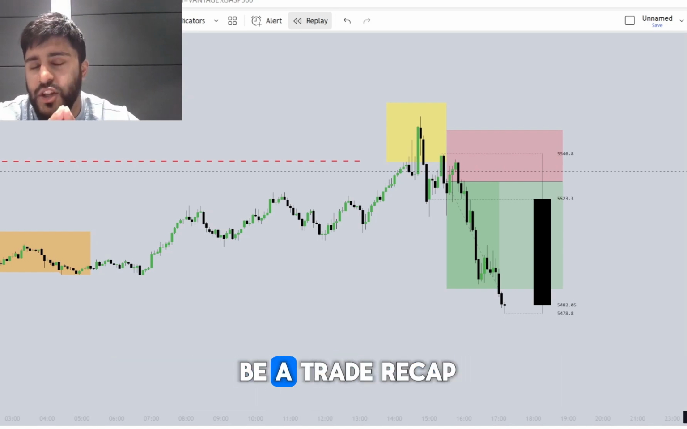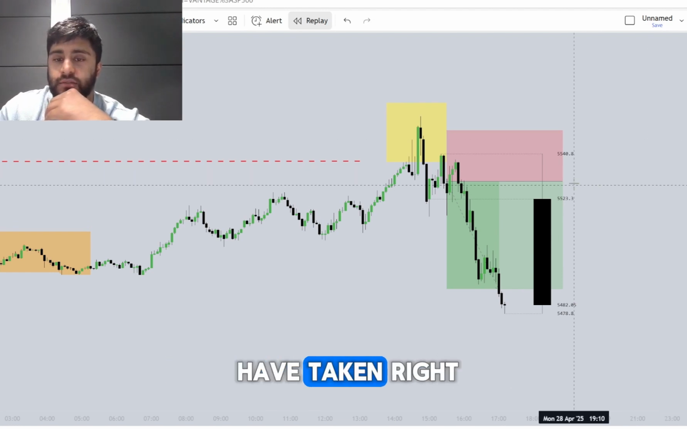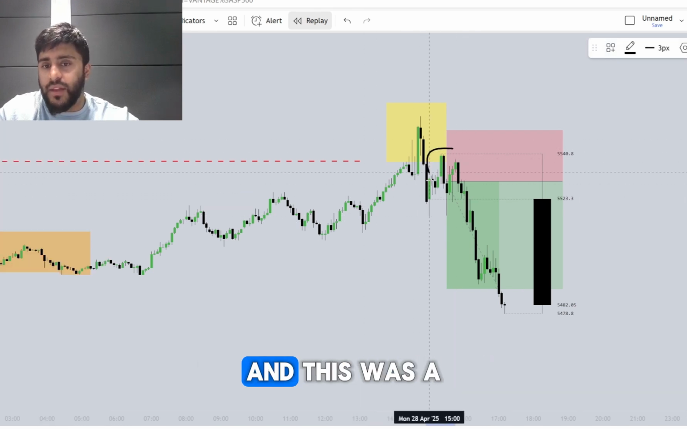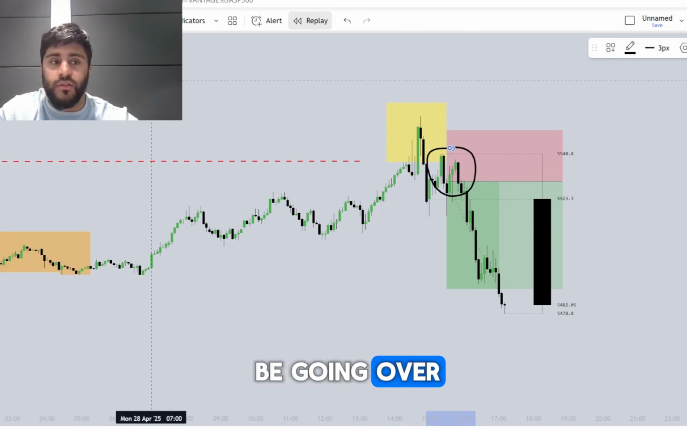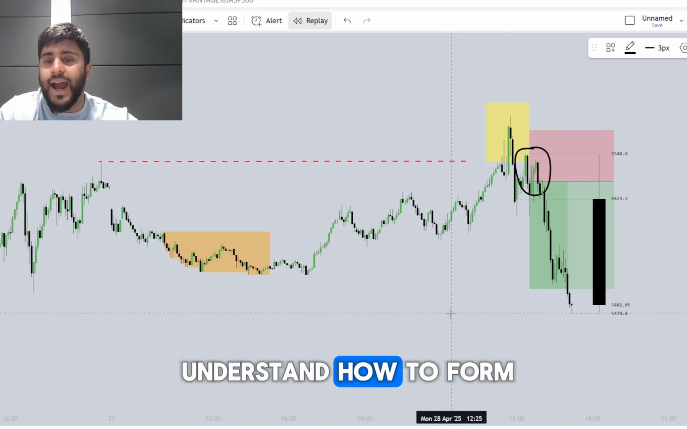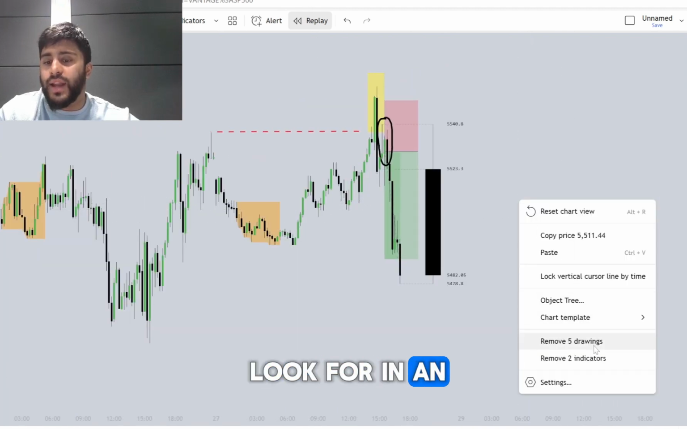So this is going to be a trade recap of an amazingly clean short position you could have taken. This was a short from Monday, the 28th of April, and this was a trade setup we're going to be going over. Before I go over the actual trade setup, I want traders to understand how to form a good A plus trade. So what do I look for in an A plus trade?